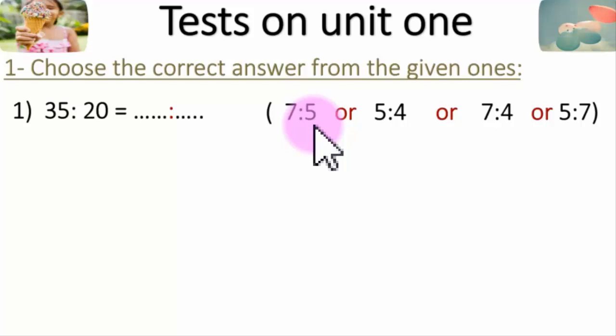35 divided by 5 equals 7. 20 divided by 5 equals 4. We divide both terms by 5 because 5 is the highest common factor between 35 and 20.